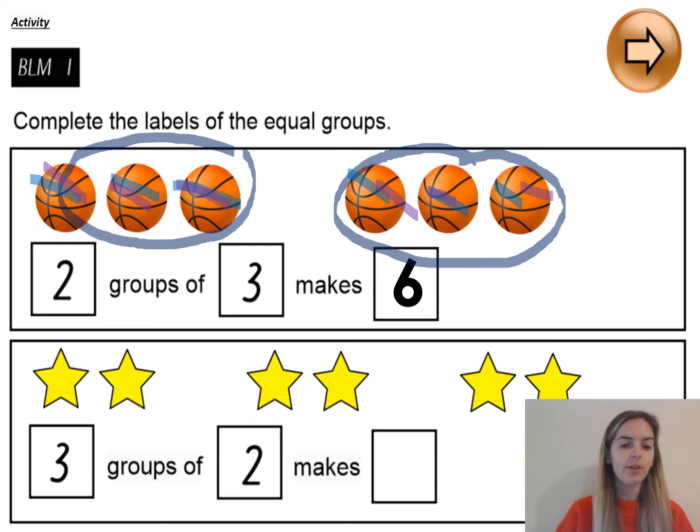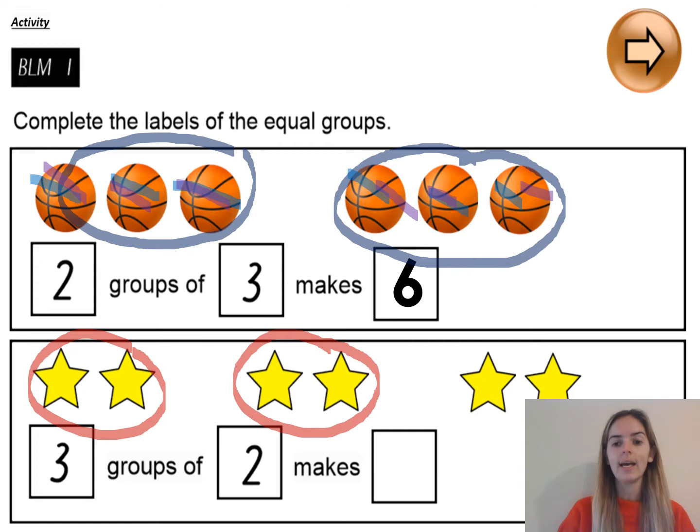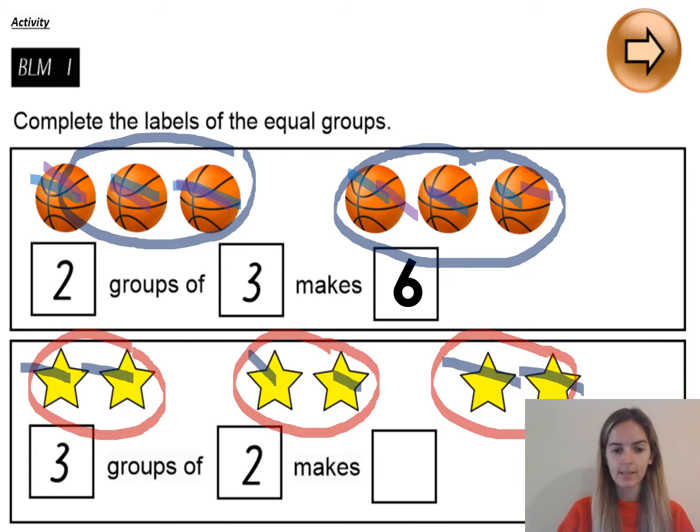Here I have 3 groups of 2. I have 1 group of stars, another group of stars, and another group of stars. That's 1, 2, 3. And in each group, I have 2. Now altogether, we have 1, 2, 3, 4, 5, 6. 3 groups of 2 makes 6.